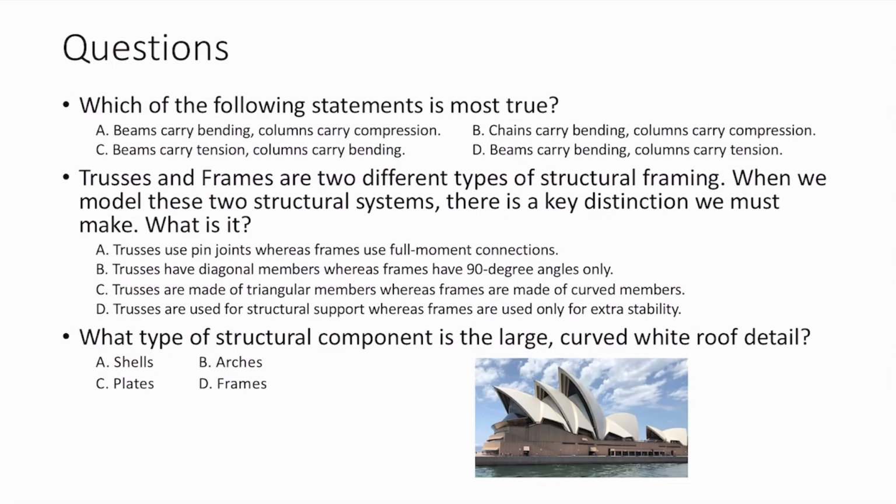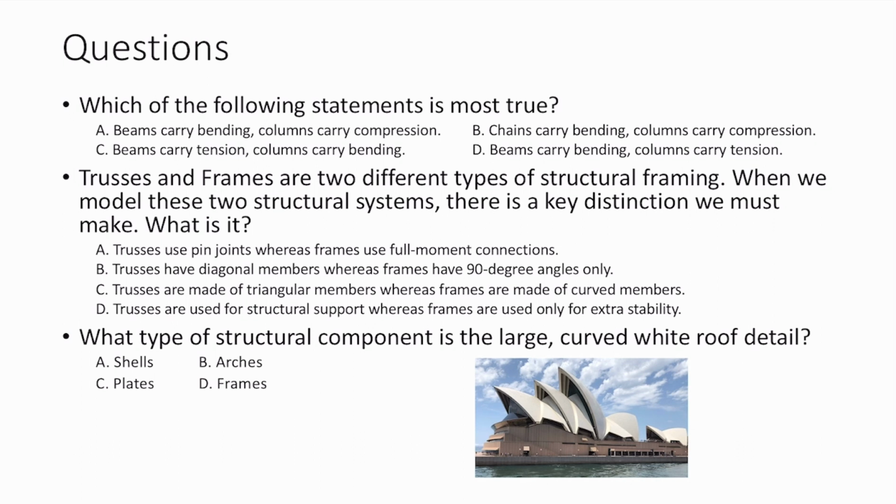Now, let's go over the questions together. The first one is, which of the following statements is most true? A. Beams carry bending, columns carry compression. B. Chains carry bending, columns carry compression. C. Beams carry tension, columns carry bending. D. Beams carry bending, columns carry tension.